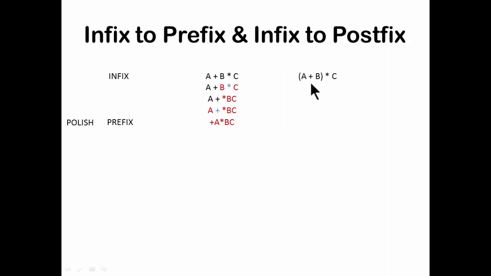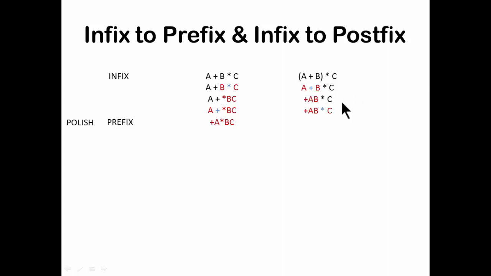Parenthesis tells me that irrespective of the preference of the multiplication operator over the addition, it is addition that has to be performed first because it is enclosed between the brackets. So in the C precedence table, brackets have higher precedence. Therefore, anything within the brackets would be solved first. So here, the first operation I have to perform is addition, and the result of A plus B would be plus AB into C.